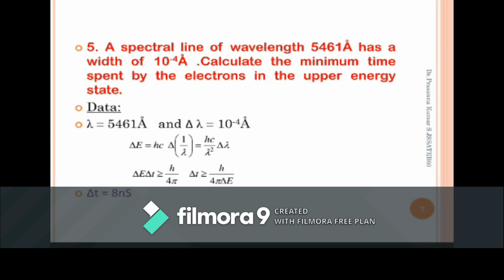Now what is delta E? Because here they have given the wavelength, the spectral line of wavelength has been emitted, isn't it? Therefore, the wavelength is 5461. It is a photon. You will get around 7 point something seconds, in 10 to the minus 9. So I approximated it to 8 nanoseconds.